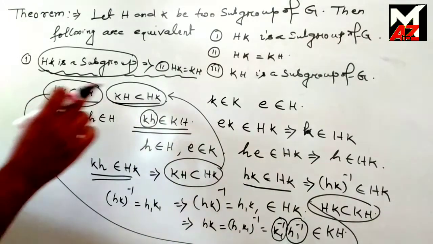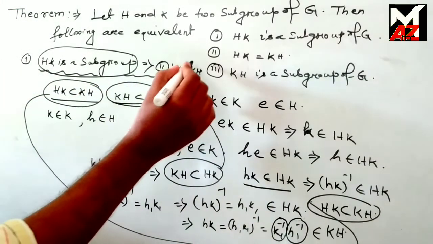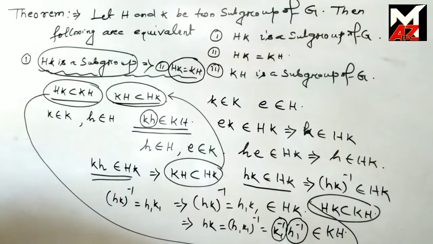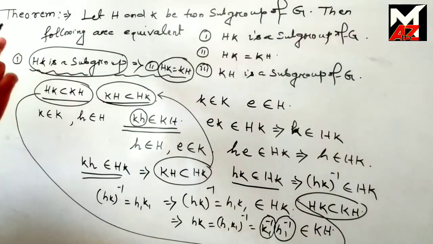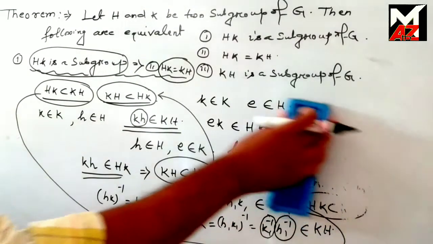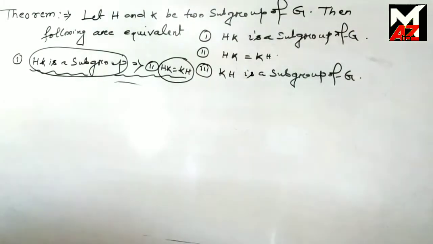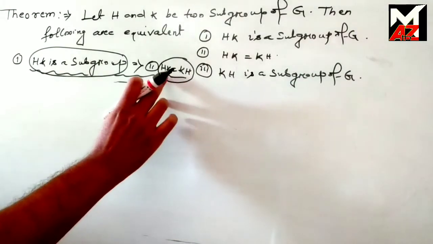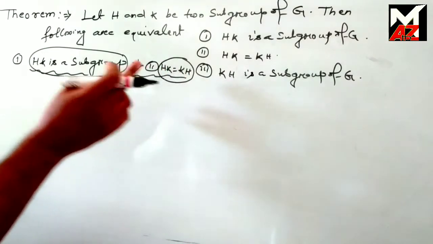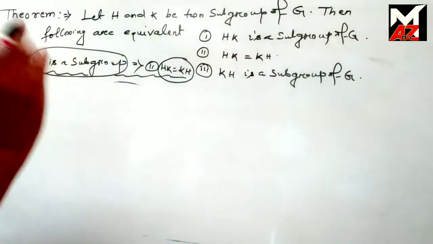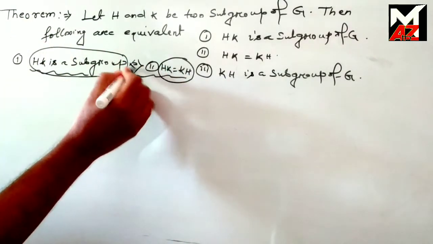So from this and this we must say HK is equal to KH. This is the proof from 1 to 2. Now we try to prove from 2 to 1. Here we let HK is equal to KH, and we try to prove HK is a subgroup of G. That is, this belongs to this.